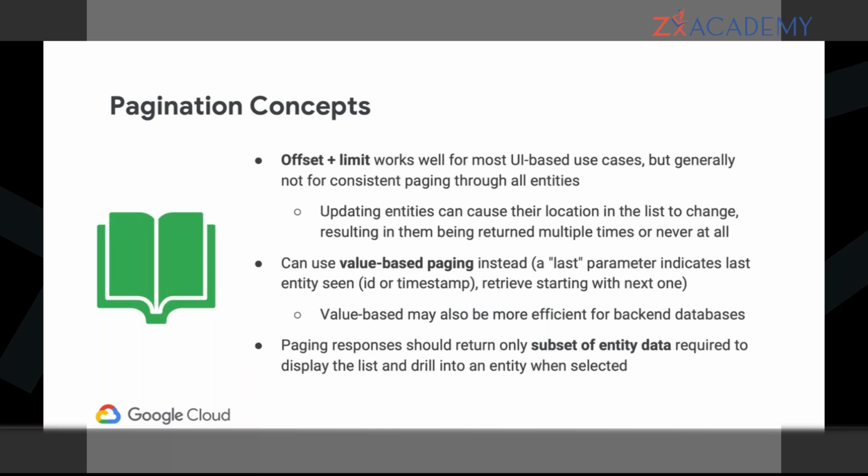Another very important part is when you are getting the paging: because you are getting an array of objects, each object can have 10, 20, 30 elements, right?